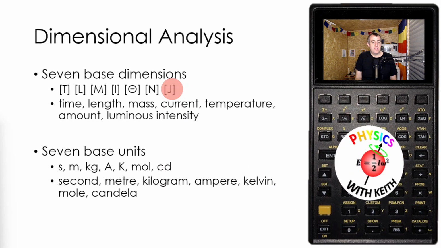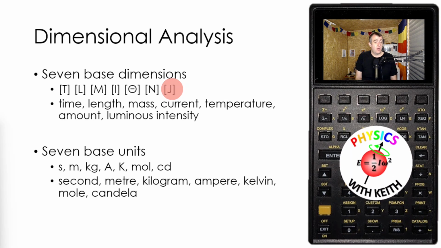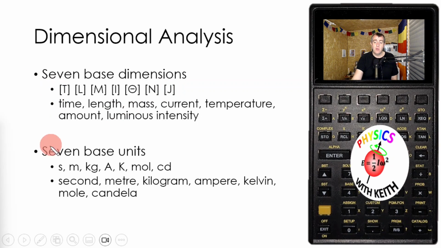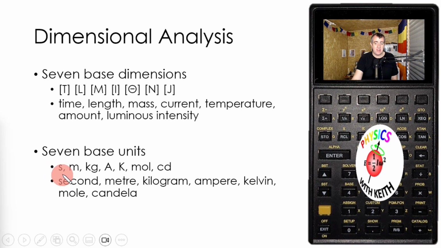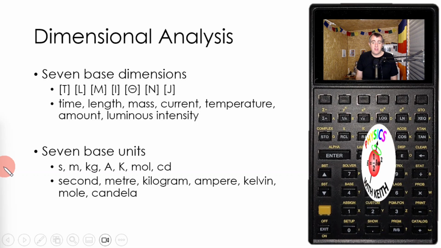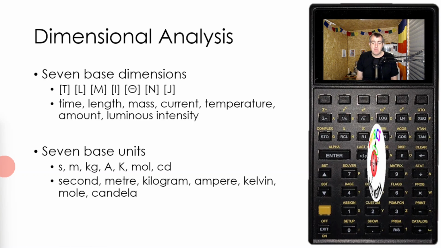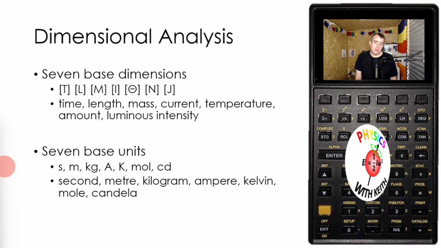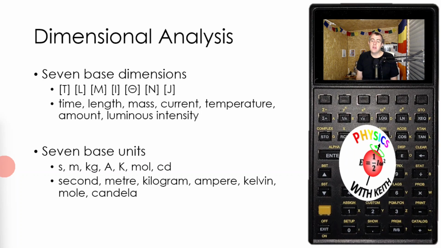Now each of those dimensions has a base unit, what we call a Système International, or SI unit. This is what the entire scientific community has agreed to use. So time will be measured in seconds, with the lowercase s as the symbol for that unit. Lengths in meters, masses in kilograms, currents in amperes or amps, temperatures in Kelvin. You can use degrees Celsius as well. Amount of substance in moles. And finally, luminous intensity in candela.